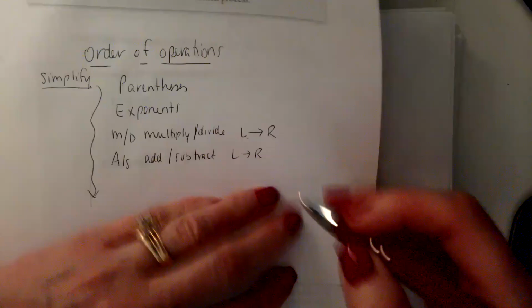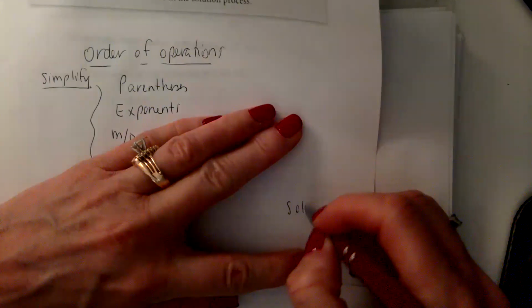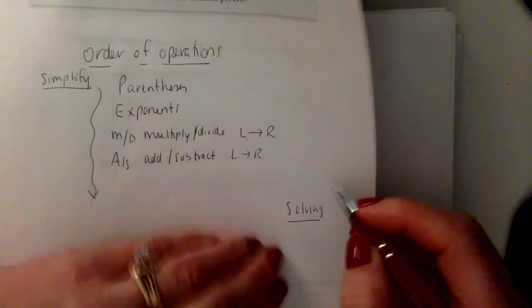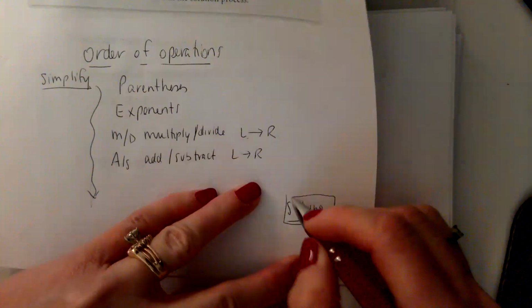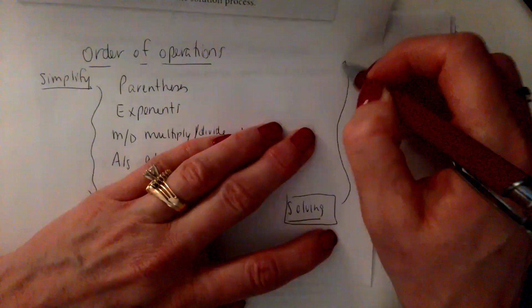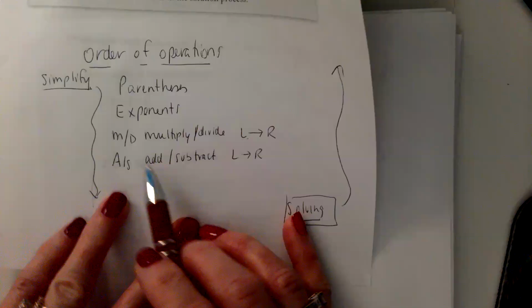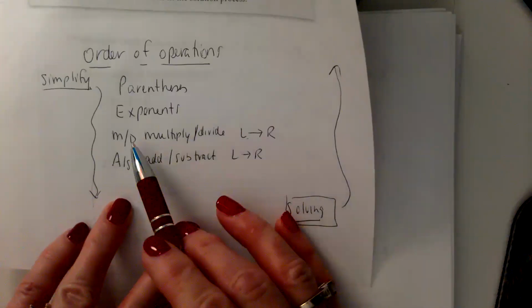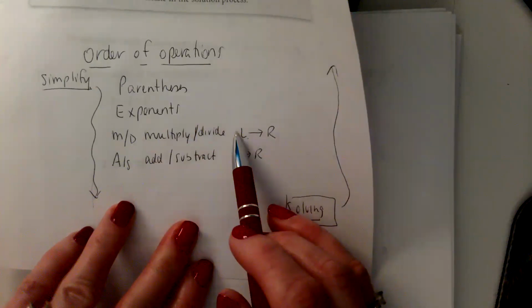This is the order that we use when we simplify. But when we're solving equations, we have to do this order, but in the reverse order. So that's why we have to undo the adding and subtracting first, and then we undo the multiplying and dividing next.